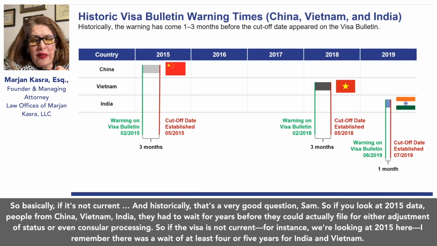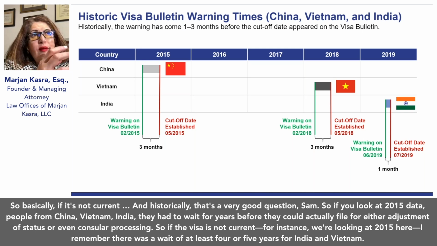So basically, if it's not current, and historically, that's a very good question, Sam. If you look at 2015 data, people from China, Vietnam, India, they had to wait for years before they could actually file for either adjustment of status or even consular processing. So if the visa is not current, for instance, we're looking at 2015 here.